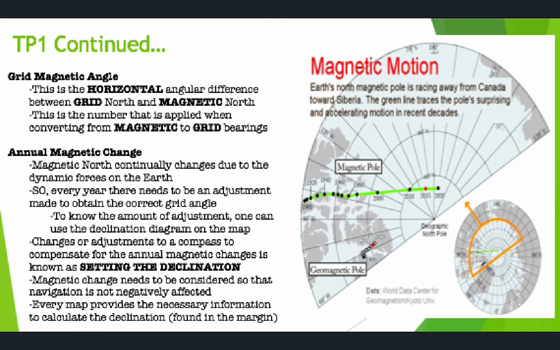Changes or adjustments to a compass to compensate for the annual magnetic changes is known as setting the declination. Magnetic change needs to be considered so that navigation is not negatively affected. Every map provides the necessary information to calculate the declination, which is usually found in the margins of the map.